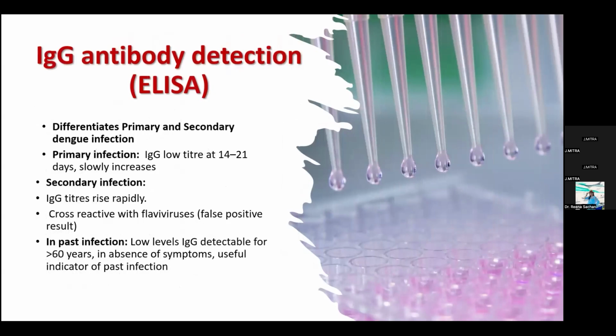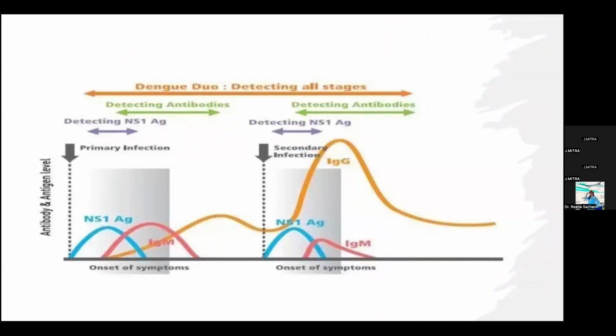Now a word about IgG antibody detection through ELISA. As already told, these IgG antibodies are produced 10 to 14 days in primary dengue infection cases, and may rise within 1 or 2 days of the symptoms in secondary infection. So it differentiates between primary and secondary infection. IgG titers usually rise rapidly in secondary infection, and it may show false positive results, so cross reactivity can be seen. But in past infection, low levels of IgG are detectable and have been seen up to more than 60 years. So IgG levels can be detected, and that is a useful indicator for past infection. This picture shows the primary infection and secondary infection, and how the antigen and different antibodies are rising.